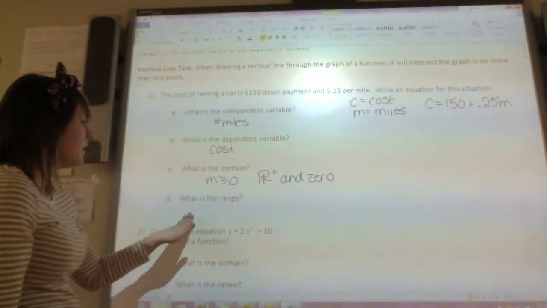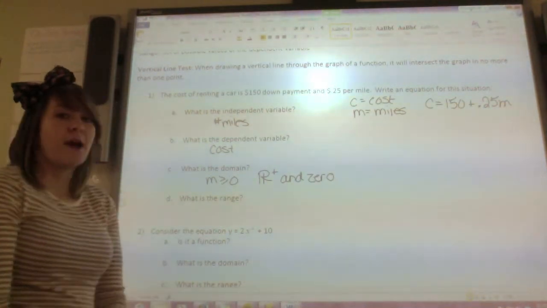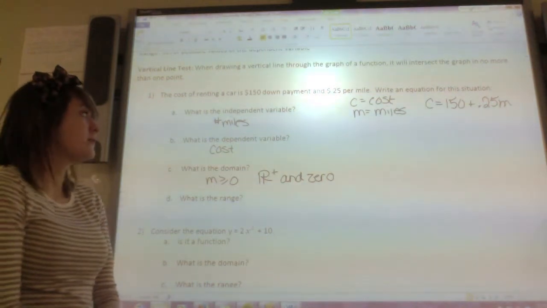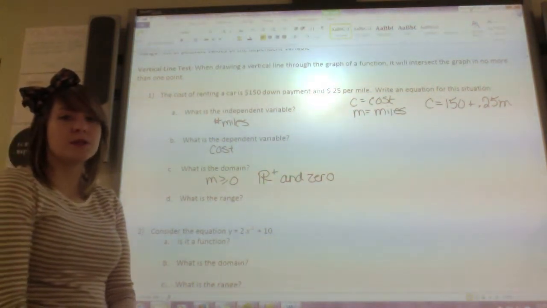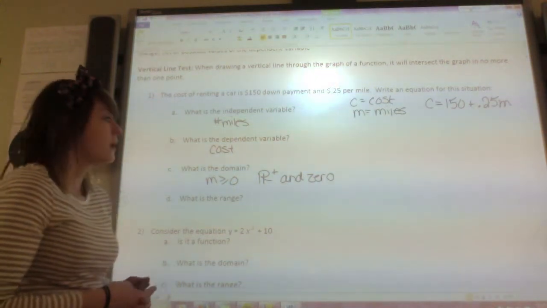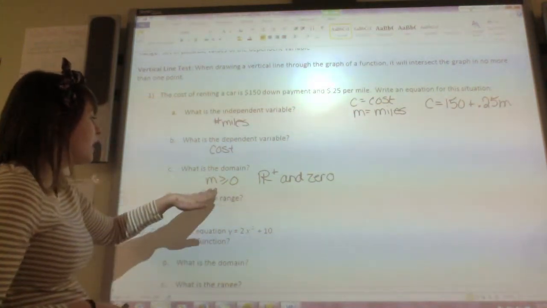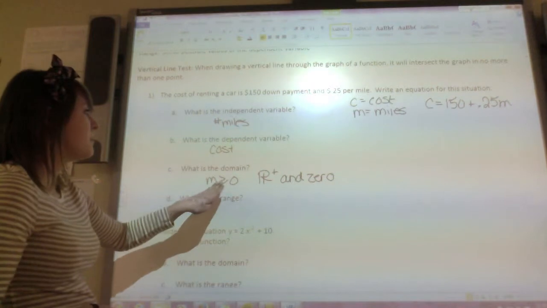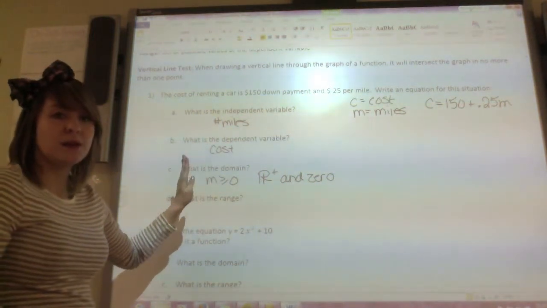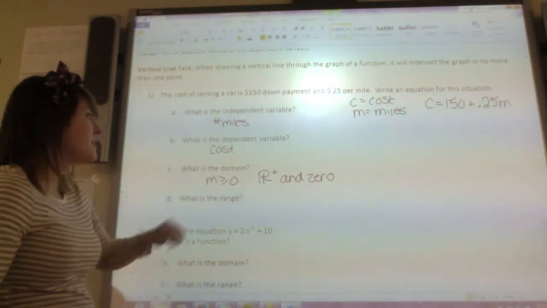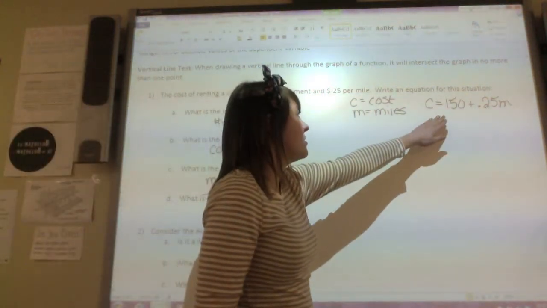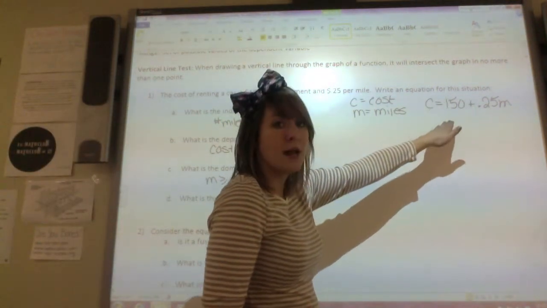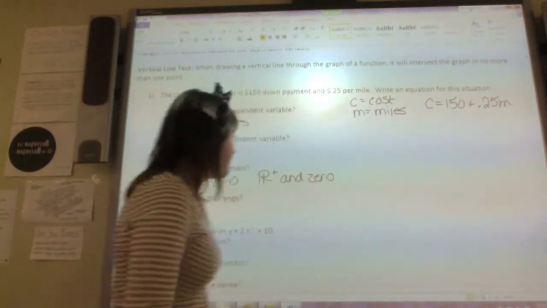Okay, the range, that's the stuff that you can get out of the function. In this case, it's talking about your dependent variable, which is cost. So what types of things could you get out of this function? Well, if you're only plugging in stuff that is greater than or equal to 0, that means that my lowest cost would be if I had 0 miles. And if I had 0 miles and I look at this function here, how much would that cost? Well, it would cost $150.